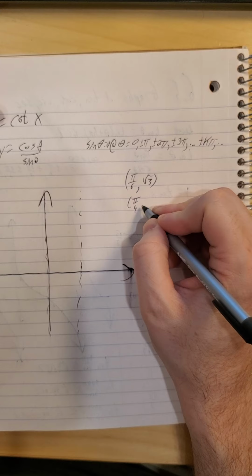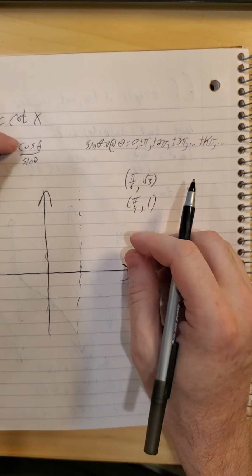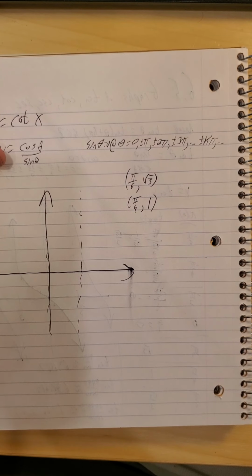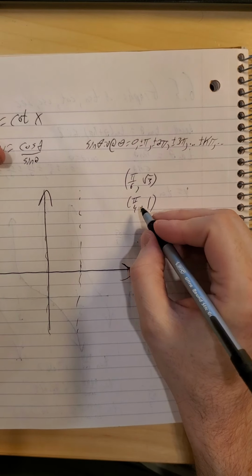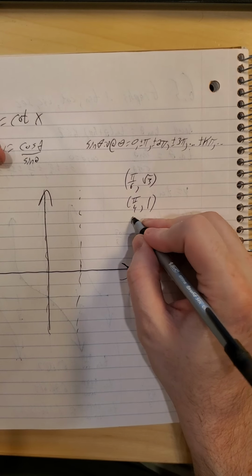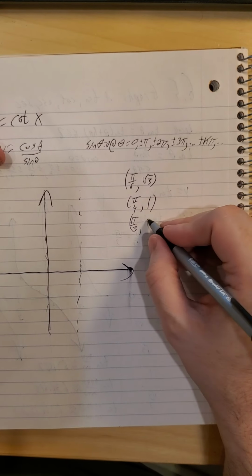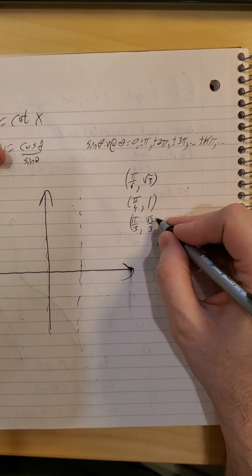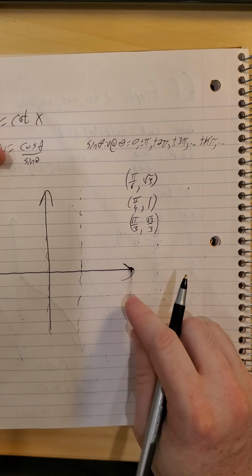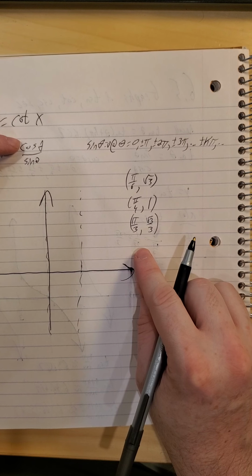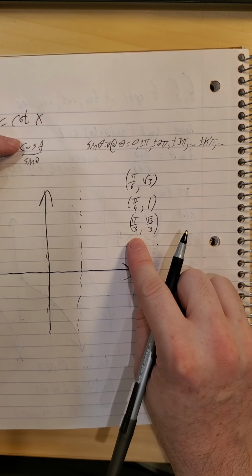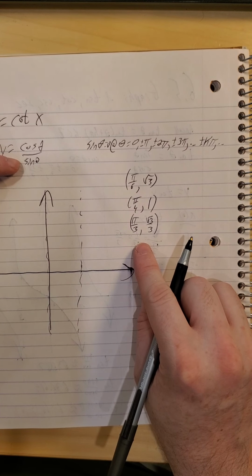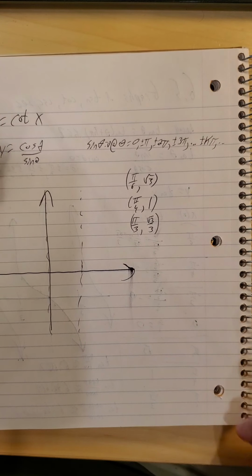Pi over 4 is still going to spit out a 1, since sine and cosine are equal, and we're in Q1 on the unit circle. Pi over 3, we're looking at the root 3 over 3. So remember, cosine of 60 degrees is a half. Sine of 60 degrees is root 3 over 2, so you get 1 over root 3 and rationalize it.